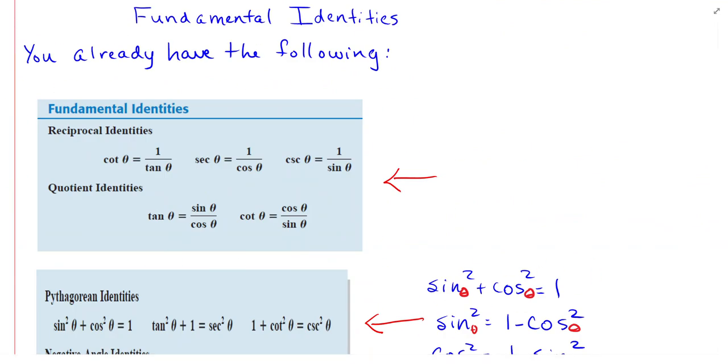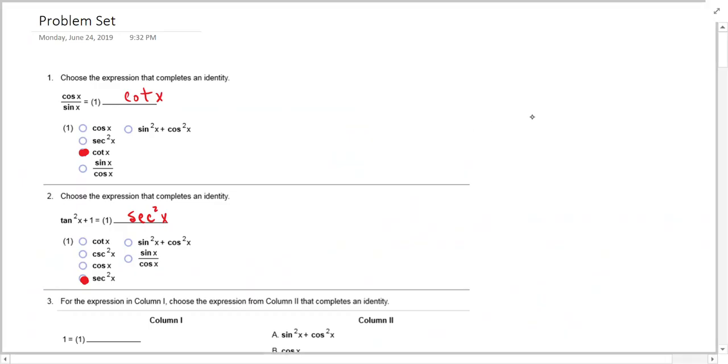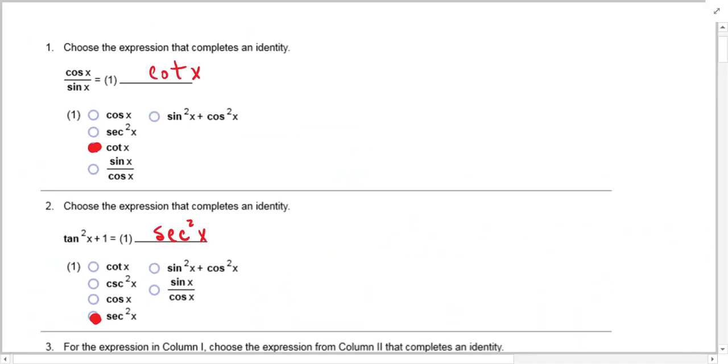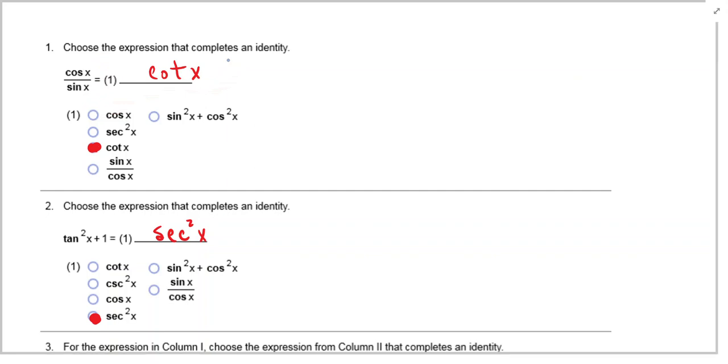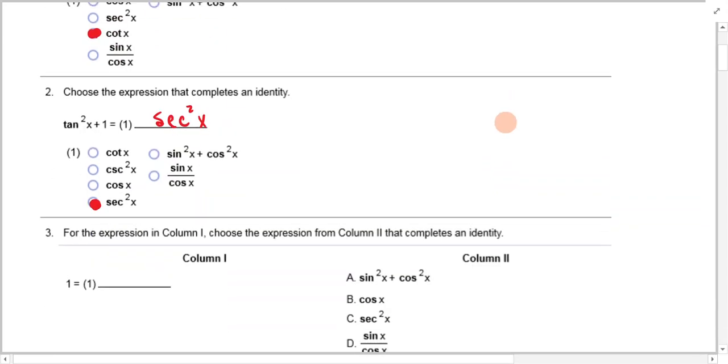And I think that will get you on the lecture notes. Let's go look at the problem set. All right, number 1, choose the expression that completes the identity. Cosine x over sine x equals cotan x. You want to have your sheet of identities that you've printed available for you as you do your homework. Tan squared x plus 1 equals secant squared x.